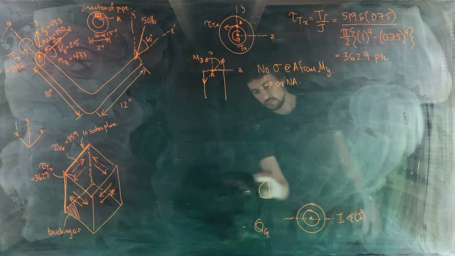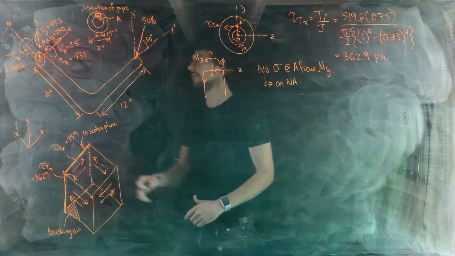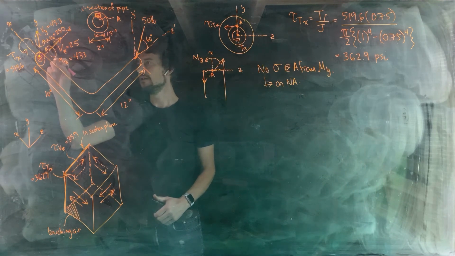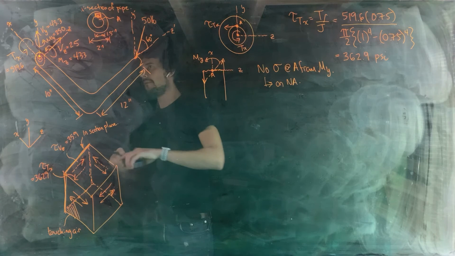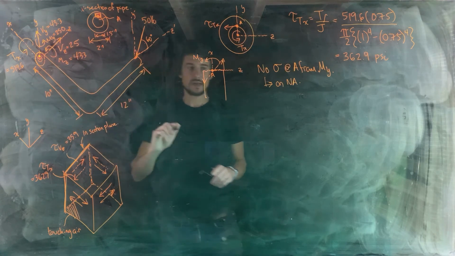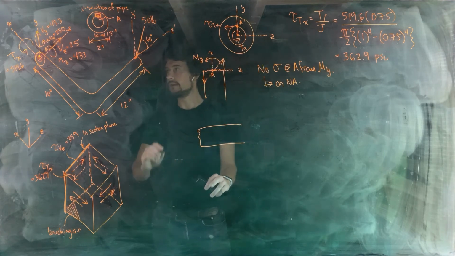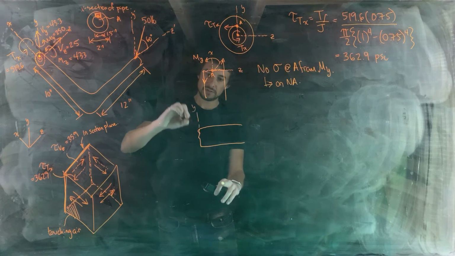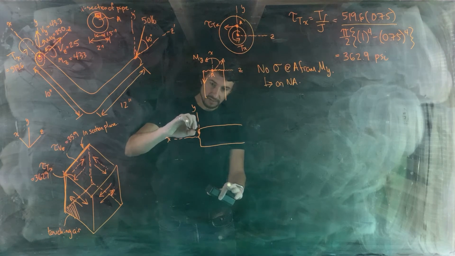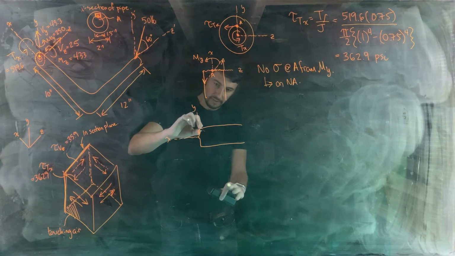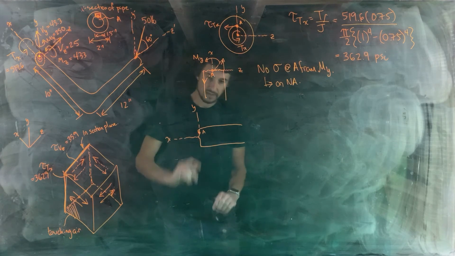So we've only got one more to do, thank goodness. And that is the moment about the z-axis. And there it is, Mz right here. So if we look, I'm going to look down the z-axis that way. Then we've got the y-axis going upwards. We've got the x-axis coming out like that. And point A is right about there.